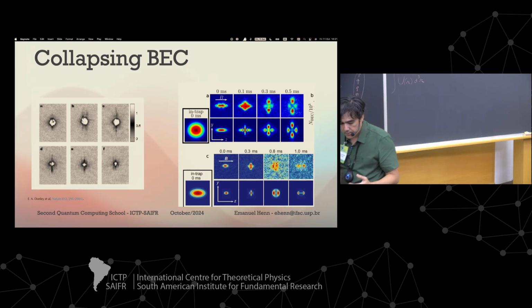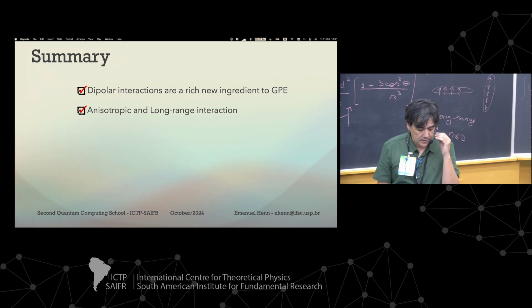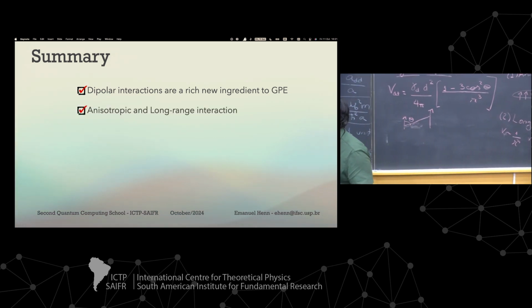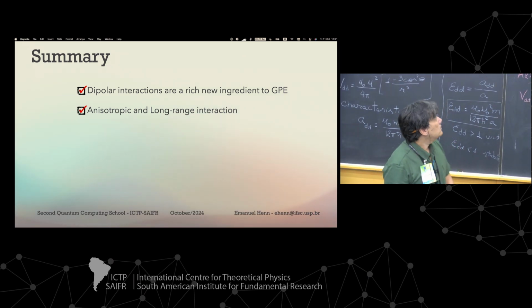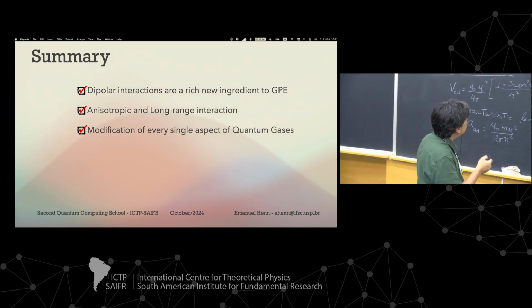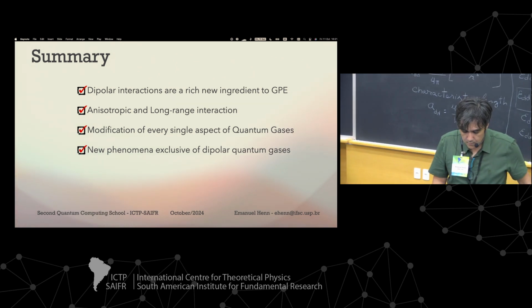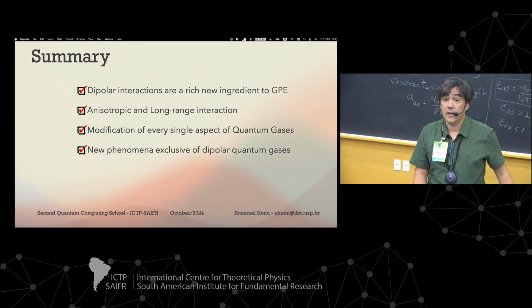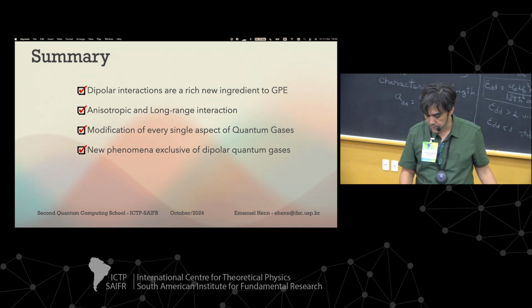So I hope I have convinced you that dipolar interactions are this rich new ingredient to the Gross-Pitaevskii equation, with an anisotropic and long-range tail, and that we can modify every single aspect of quantum gases. And of course, there are new phenomena. For what I planned, I have one last topic that I'm not going into. I just touch on it so we can have a proper ending.